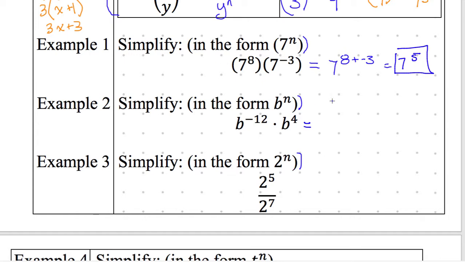Cohen, go for it. B plus negative 12 plus 4, and that simplifies to b to the power of? Careful. So negative 12 plus 4. Which one is bigger, the negative or the positive? You had the number right, but negative 8. Yes, there it is. Negative 8. Well done, Cohen.